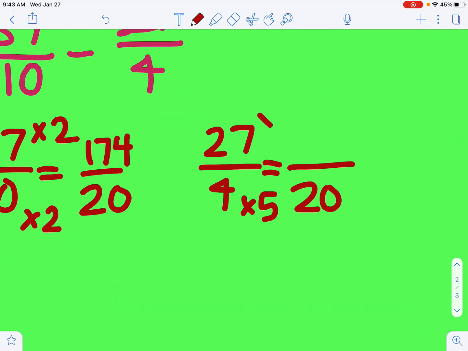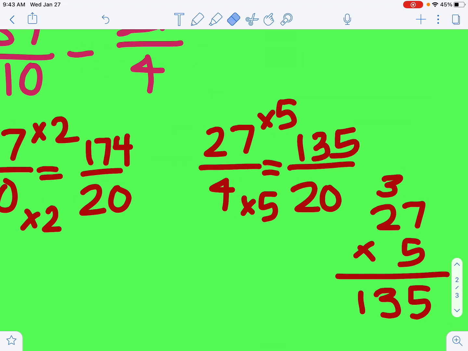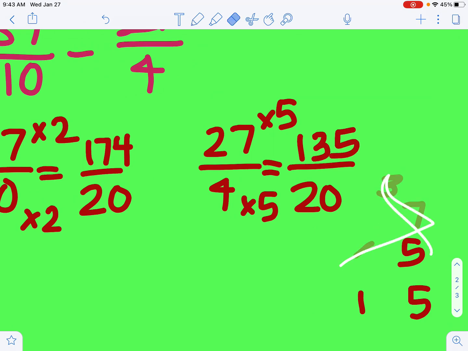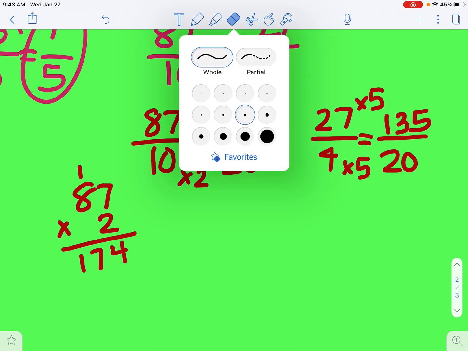Alright, now we have 4 times 5, which gives us 20. We need to take 27 times 5. So off to the side, let's multiply. 5 times 7 is 35. 5 times 2 is 10, plus 3 gives us 13, so 135. I'm going to erase my multiplying so I have a little bit more room.